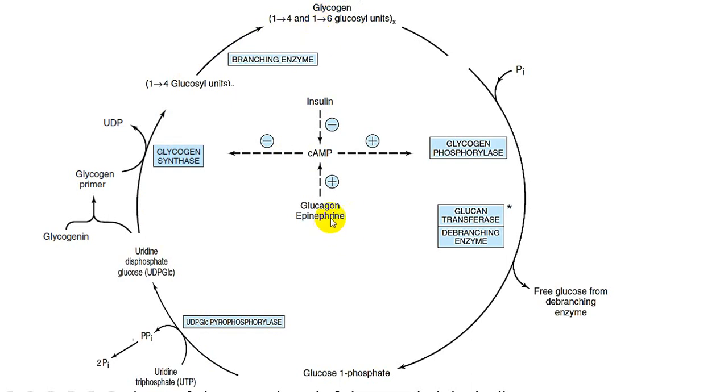Okay. Glucagon and epinephrine have exactly the opposite action. Basically, these two hormones have a positive effect on cyclic AMP, increasing its concentration and activity. Increased cyclic AMP means its action on the synthase will be greater, negatively decreasing the glycogen synthase activity. Therefore, the glucose will remain in the bloodstream.